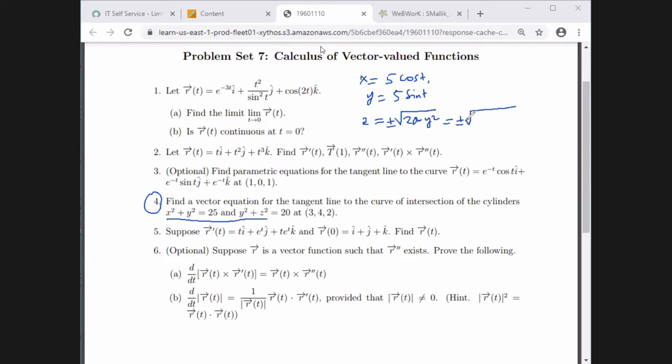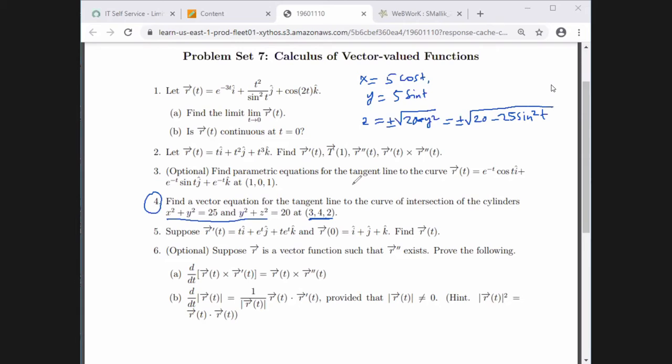Plus or minus, y would be what? 25 sine squared t. This is one way to do it. But remember that you are taking the tangent vector. So the r is xyz, and you want to look at the point where it is 3, 4, 2, right? That means z is positive. So the parameterization near 3, 4, 2 would be what? You just take the positive part of that.